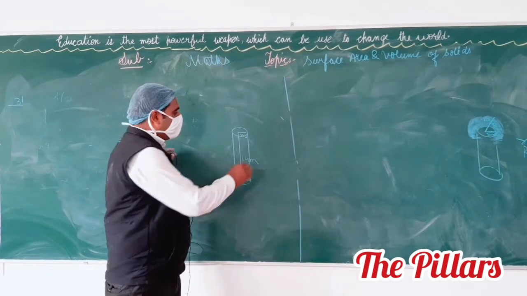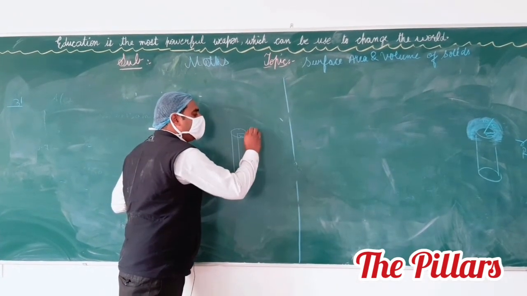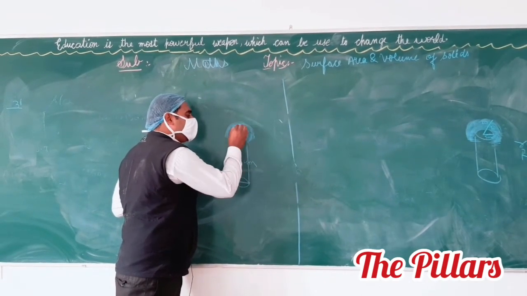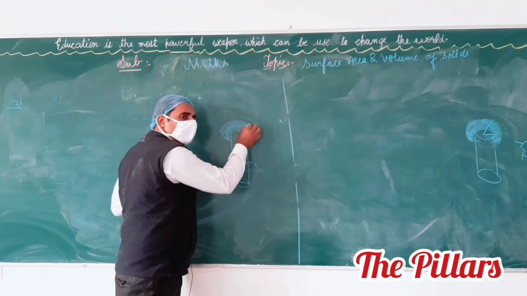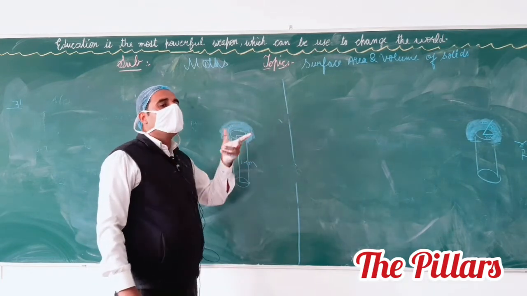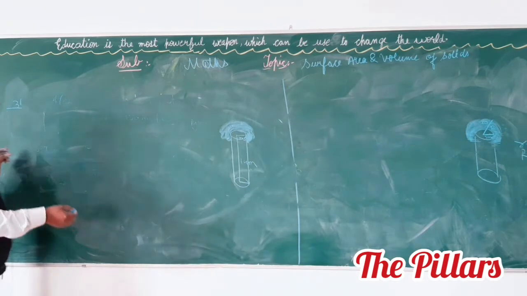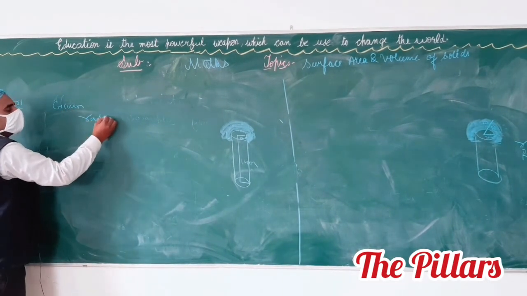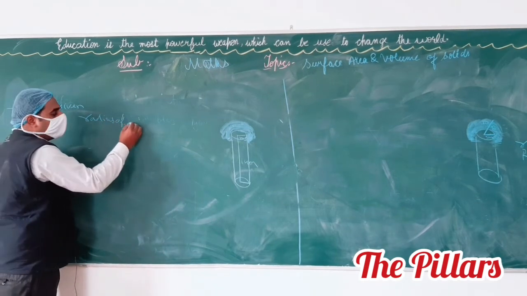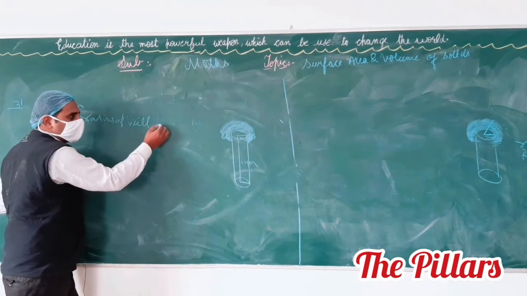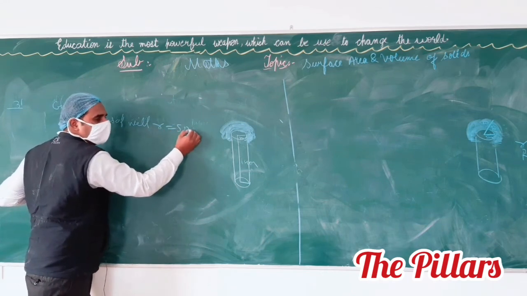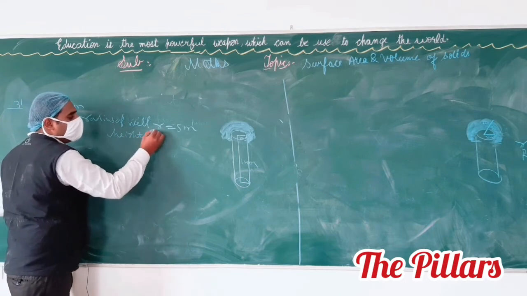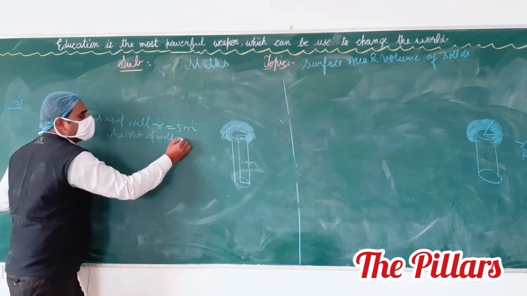it means soil, we have. With this soil we want to make an embankment. You see that with this dugout volume you have to make the embankment. You have to mention the given: radius of well equals r equals 5 meter, height of well equals 14 meter.